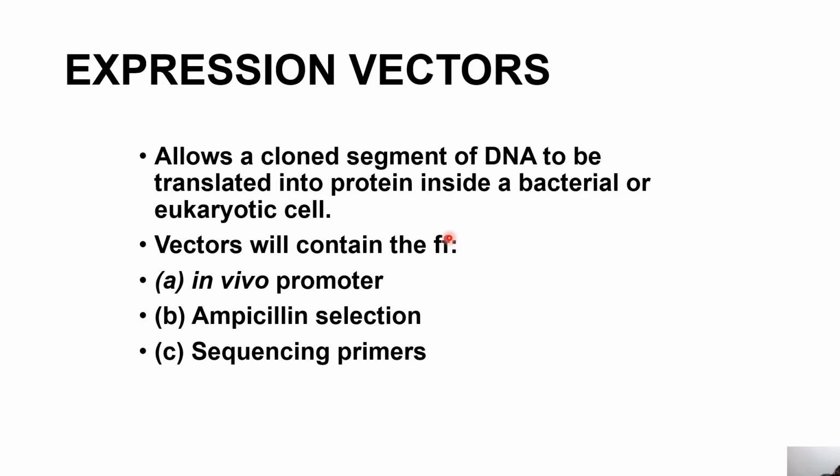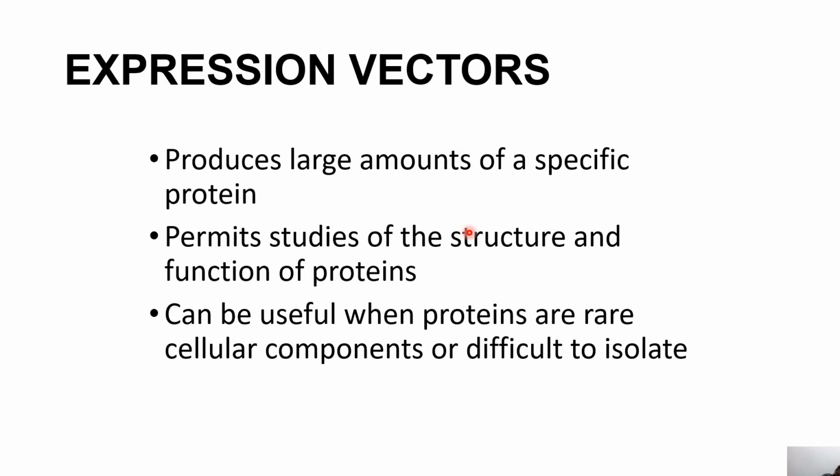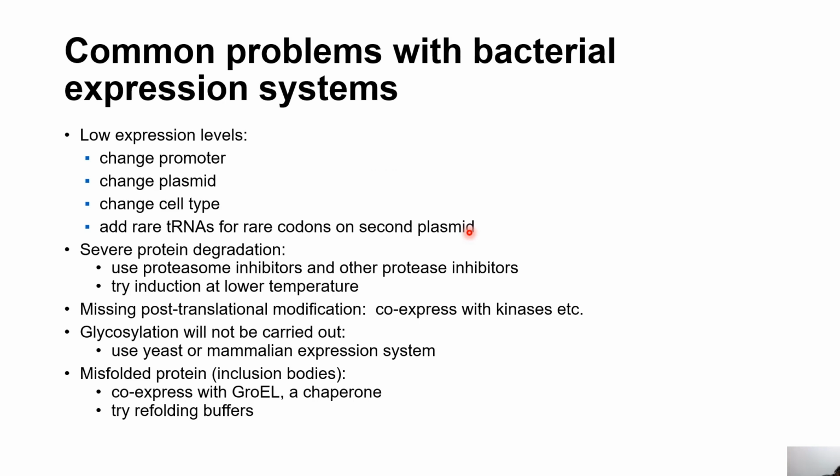So in the case of expression vectors, they will allow a cloned segment of DNA to be translated into protein inside a bacterial or eukaryotic cell. So vectors will contain the in vivo promoter, ampicillin selection, and sequencing primers. They can produce large amounts of a specific protein, permit studies of the structure and function of proteins, and can be useful when proteins are rare cellular components or difficult to isolate.